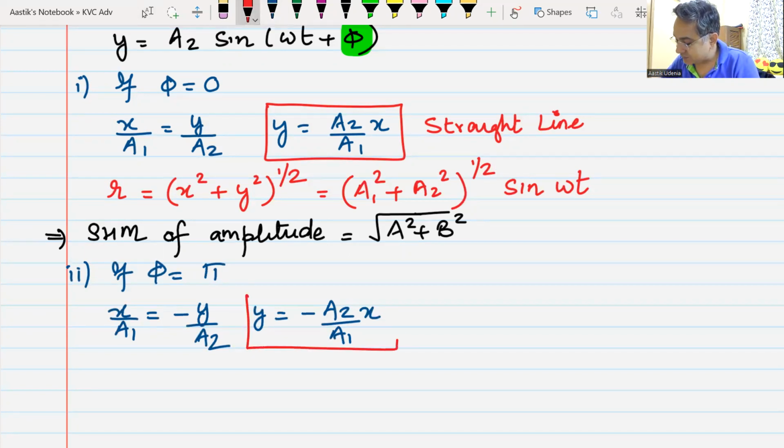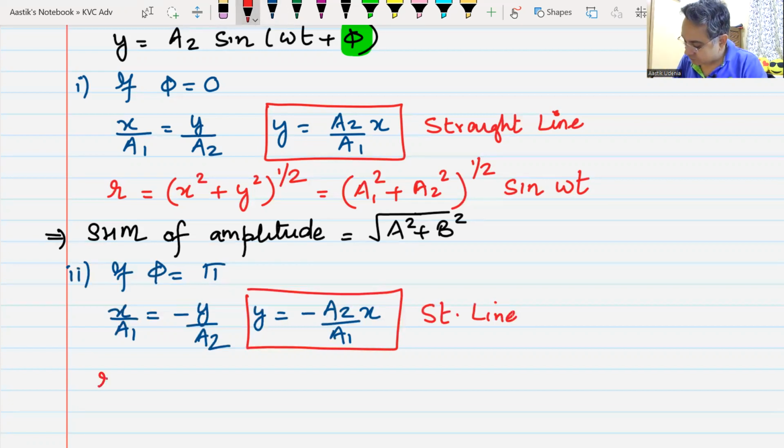In this case, reverse happens. What do you mean by reverse? If x is positive, y is negative. So it happens in this way. Do we understand this? So again, this is the motion in a straight line.